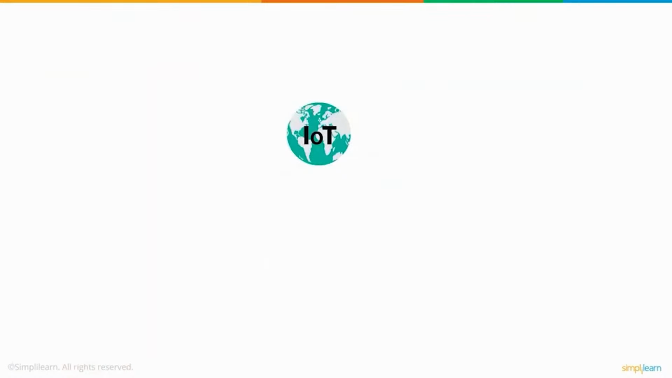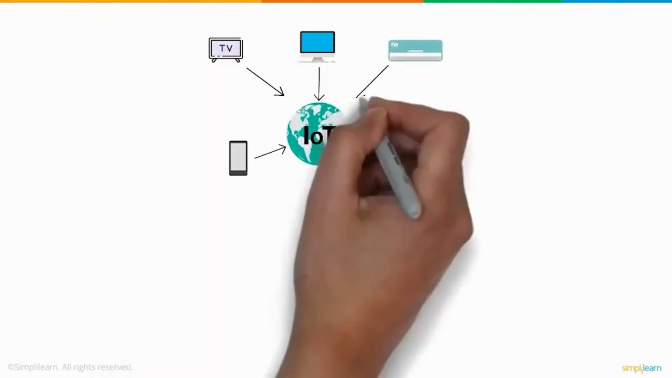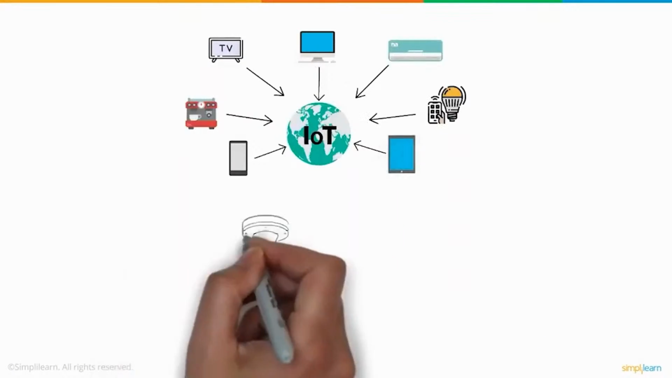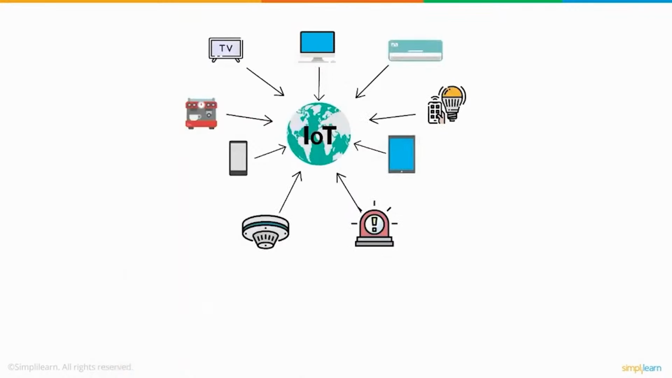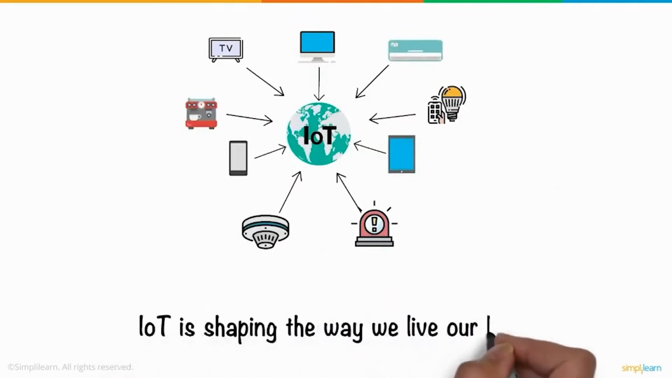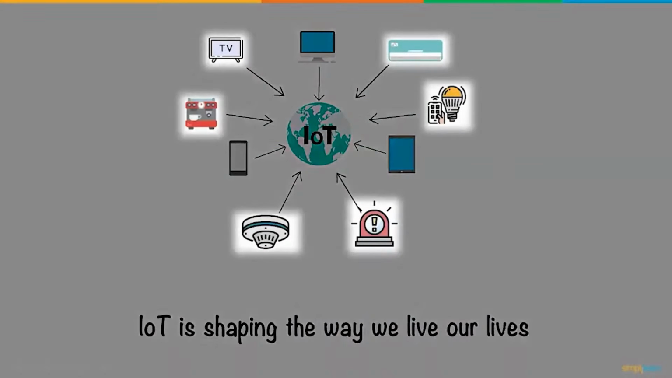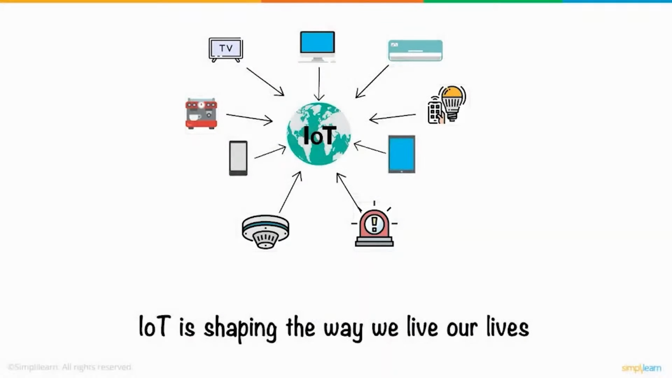Until recently, access to the internet was limited via devices like the desktop, tablet, or smartphone. But now, with IoT, practically all appliances can be connected to the internet and monitored remotely. IoT is shaping the way we live our lives. It helps us get a better insight into the working of things around us. So, what exactly is the Internet of Things?